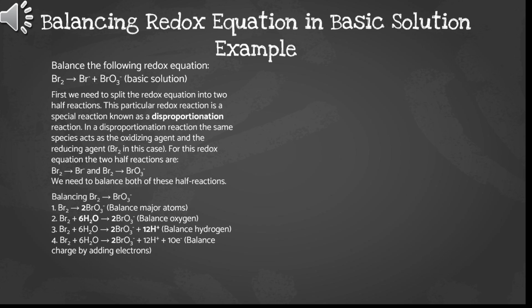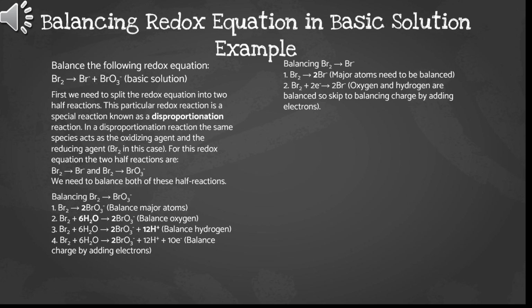We'll start by balancing Br2 forms BrO3-. The first step is to balance the major atoms, so we increase the molecules of BrO3- from 1 to 2. Next, we need to balance the oxygen, so we add 6 H2O molecules to the reactant side of the equation. Next, we need to balance the hydrogen, so we add 12 hydrogen atoms to the product side of the reaction. And finally, we need to balance the electrons, so we add 10 electrons to the product side of the reaction.